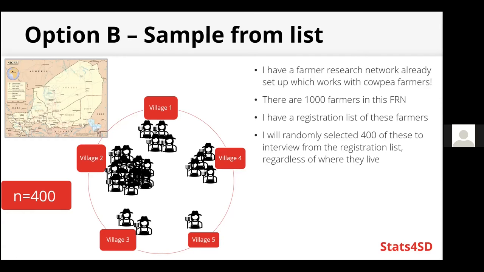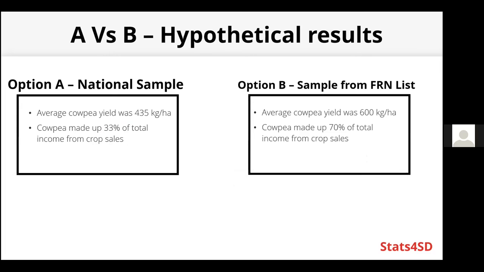So hypothetically, I could go ahead and I could do both of these research designs. I'm going to give you some results here, which are as if I have done both of the designs that I just explained. These are just slightly made up, but what might happen is that, okay, from my national sample, I could see an average cowpea yield of 435 kilograms per hectare. We're finding out that cowpea made up about a third of the total income from crop sales within my national sample. But if I do exactly the same survey, exactly the same questions, but from the different sampling approach from my farmer list, maybe this will tell me that the average cowpea yield is 600 kilograms per hectare.